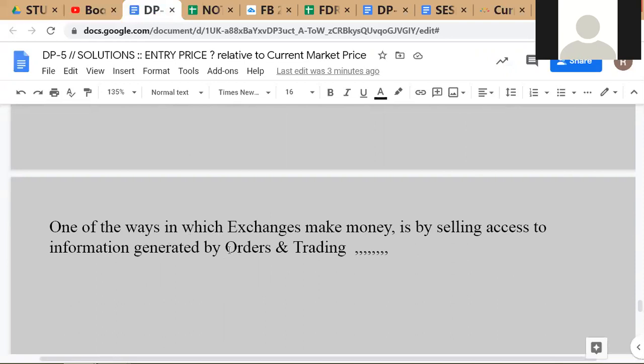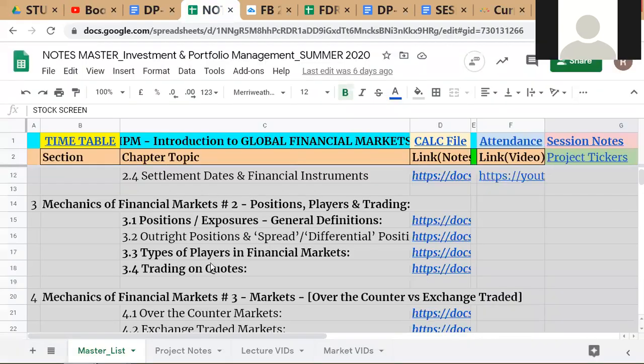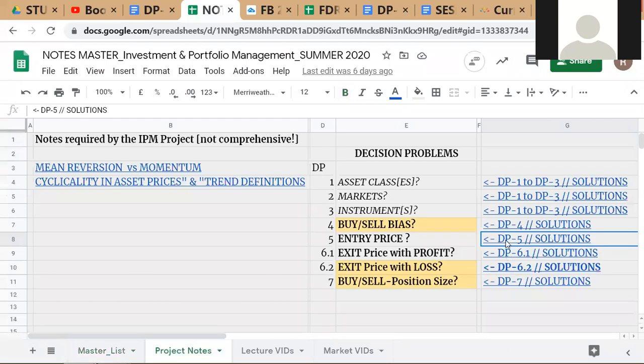But understand, in the real world, exchanges try to make money by selling access to the information generated by the orders and trading. All this price information and volume information, exchanges try to make money by selling this info. What we have done today is we have covered and completed DP5.